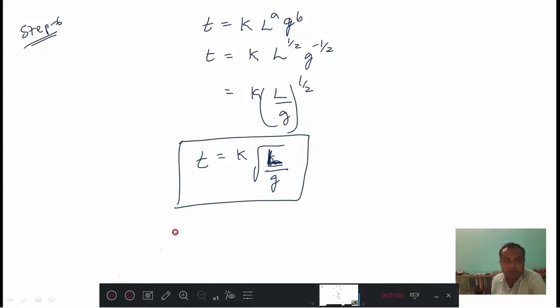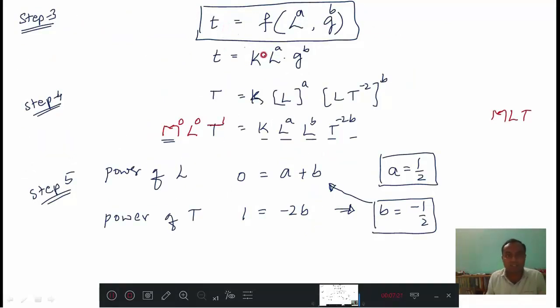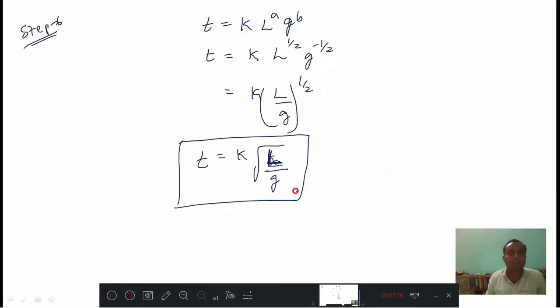Right? Now I won't explain it again, no need to repeat it, because you can just rewind the timeline, go back and see the problem once again. Now I can just tell here: in step 1 the LHS and RHS are identified, in step 2 the T, L, G dimensions are written, in step 3 the form is written, in step 4 the dimensions are substituted, and in step 5 the powers are equated, then resubstituted back.